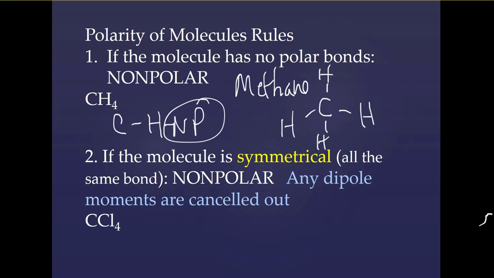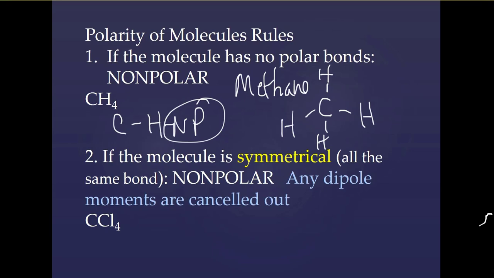All right, rule number 2, if the molecule is symmetrical, and in chemistry what that means is it has all the same bond. And it's not mirror symmetry, it is radial symmetry. So around that central atom, all the bonds should be the same. If everything is the same, then if I have polar bonds, they will cancel out.